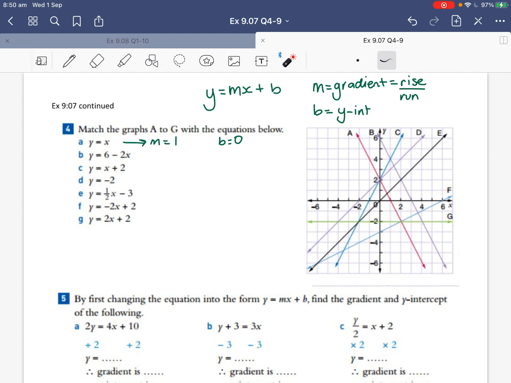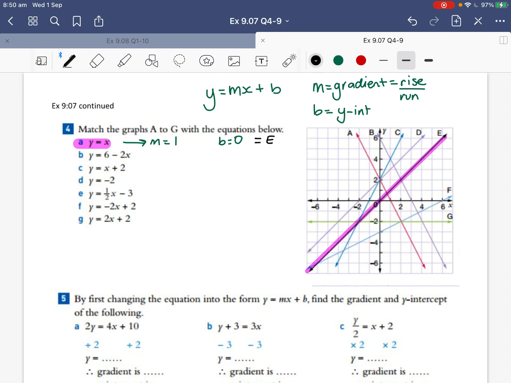and then my gradient of 1 is rise over run, so it's 1 over 1, so I will rise 1, run 1, rise 1, run 1, rise 1, run 1. So that means that my graph of y equals x is this graph here, which equals E. So that means A equals E.